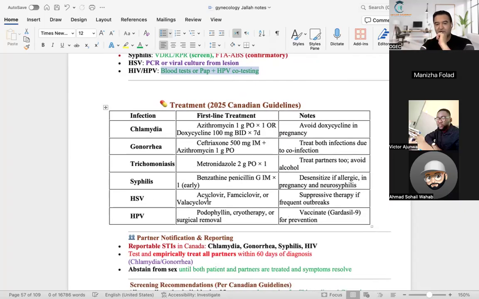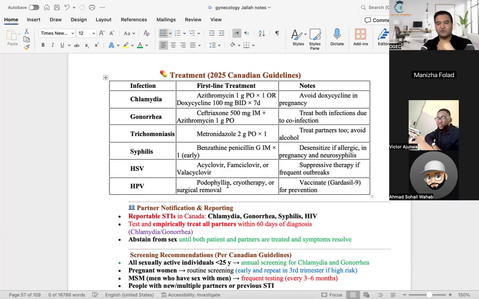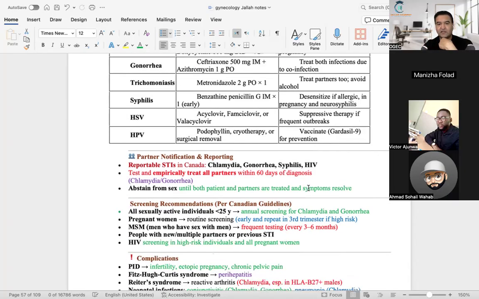For herpes simplex virus, acyclovir, famciclovir, valacyclovir. So you choose; I think acyclovir is the most commonly used one. For HPV, podophyllin, cryotherapy and surgical removal. Gardasil is the vaccination. We will talk about it based on the age and if the patient is immunocompromised, how we're going to set the vaccination.